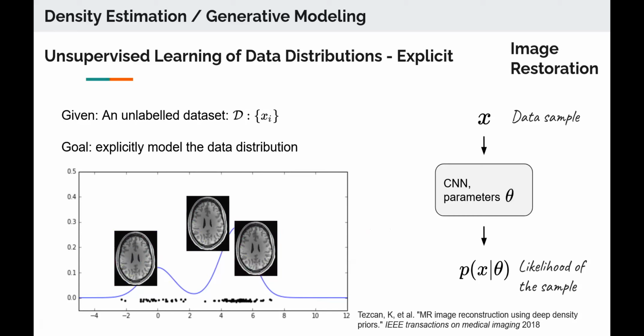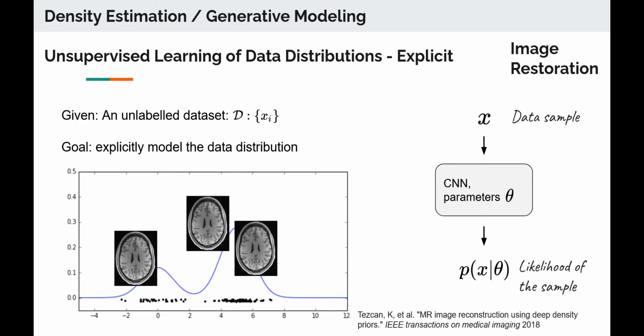Another application is what is known as image restoration. Again, in this case, we assume we have access to unlabeled data of what are known as fully sampled brain images. Okay, so this is some MRI related term. What we mean by fully sampled is that, okay, let's see.